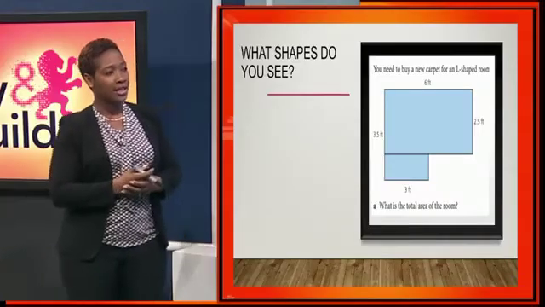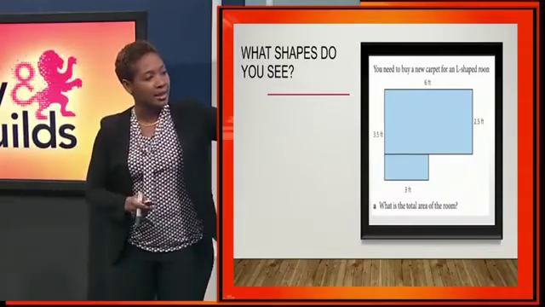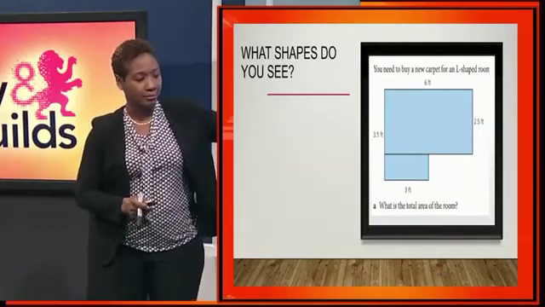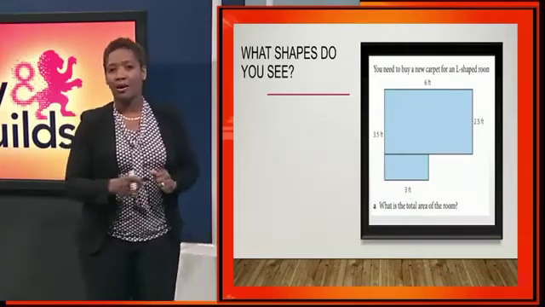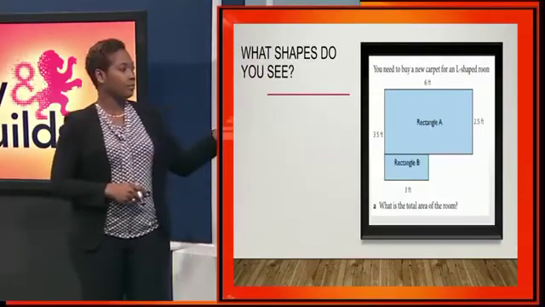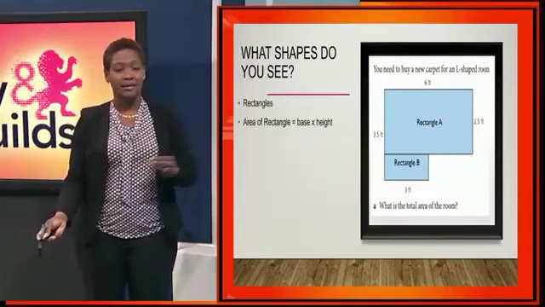So we're looking at this room, and if you are looking carefully, you can pretty much see that you have two distinct rectangles. So because you now know how to find the area of a rectangle, let's apply that knowledge. All right, so we have rectangles. Area of a rectangle is base times height.